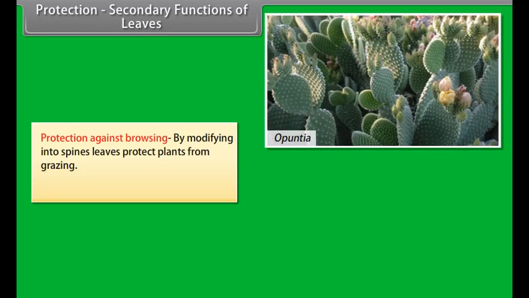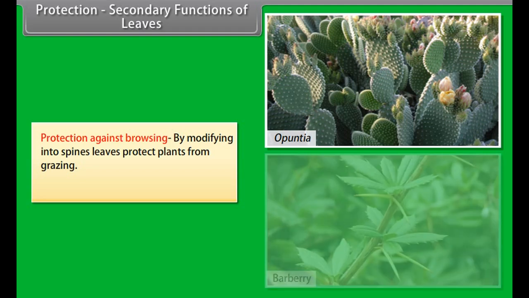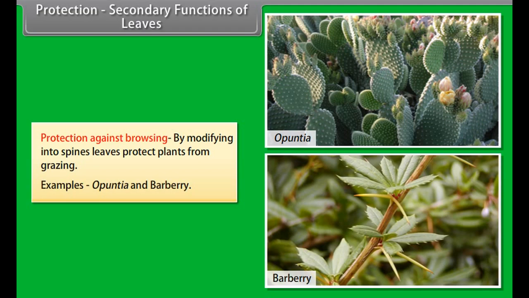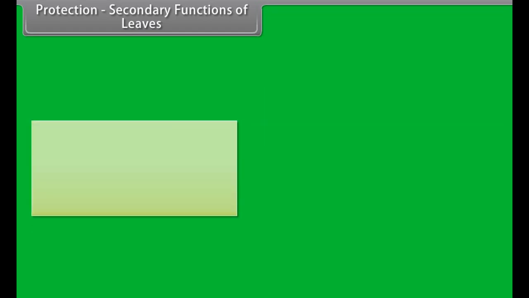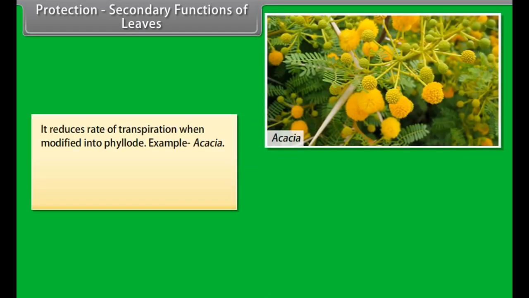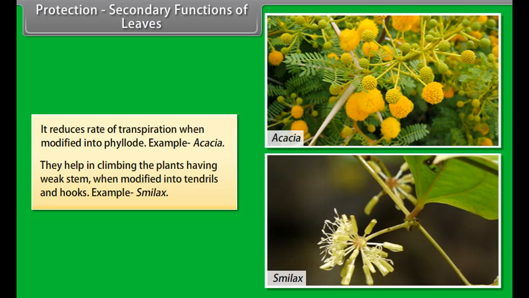Protection. Protection against browsing. By modifying into spines, leaves protect plants from grazing. Examples, Opuntia and barberry. It reduces rate of transpiration when modified into phyllodes. Examples, Acacia. They help in climbing the plants having weak stem when modified into tendrils and hooks. Examples, Smilax.